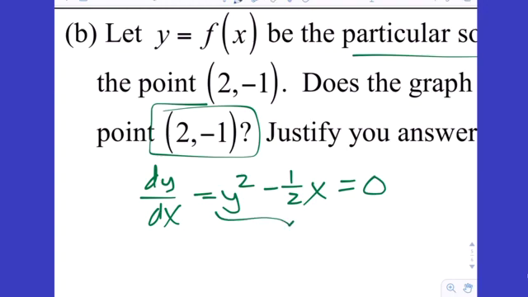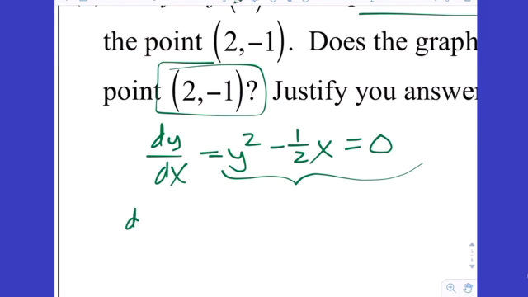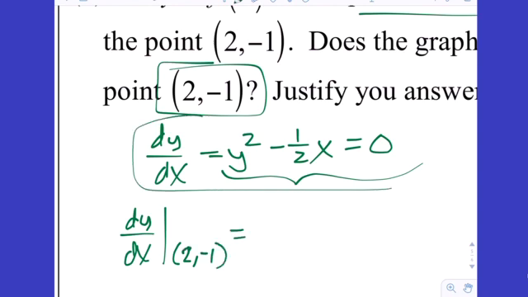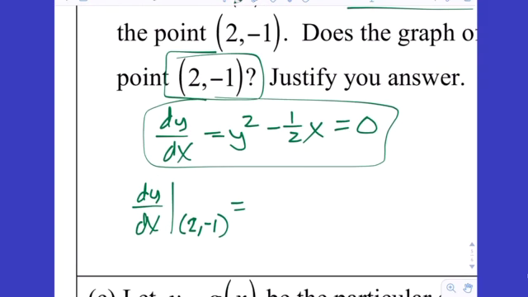I'm going to take this right here and just verify and see if when x is 2 and y is -1, do I get a 0? Okay? So let's see. We'll say dy/dx evaluated at (2, -1). That's the way you show it with Leibniz notation. If you did this right here in your attempt to solve, you haven't said anything wrong. But what I'm going to do down below is just evaluate it and see if it is 0.